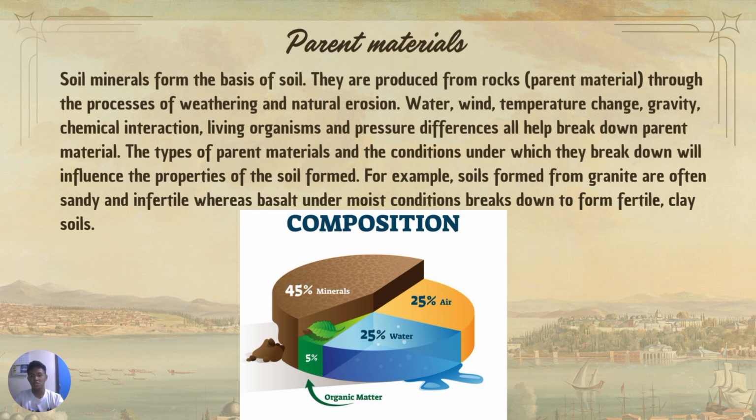Parent materials. Soil minerals are formed from the weathering and erosion of parent rocks. Natural processes like wind, water, temperature changes, and living organisms contribute to this breakdown. The type of parent rock and the conditions during its weathering influence the soil's properties, such as fertility and texture. For instance, granite typically forms sandy, infertile soils, while basalt forms fertile, clay-rich soils in moist conditions.